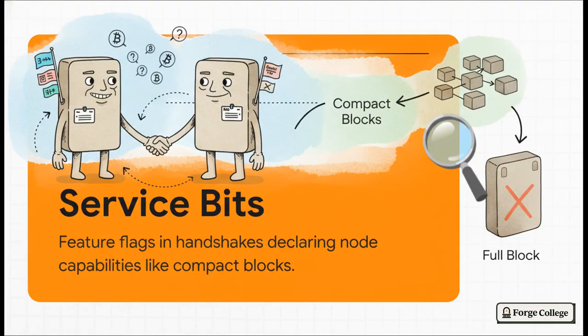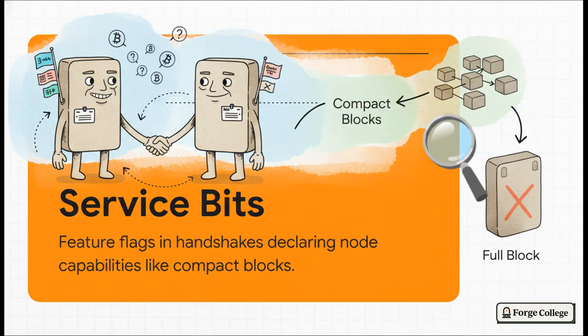But wait a second, how does a node even know if its peer understands what a compact block is? Well, that's handled right when they first meet, during the initial version handshake, using something called service bits. You can think of service bits like little feature flags a node wears on its name tag. They declare things like, "Hey, I support compact blocks," or "I support SegWit." Nodes use these bits to actively negotiate compatibility.